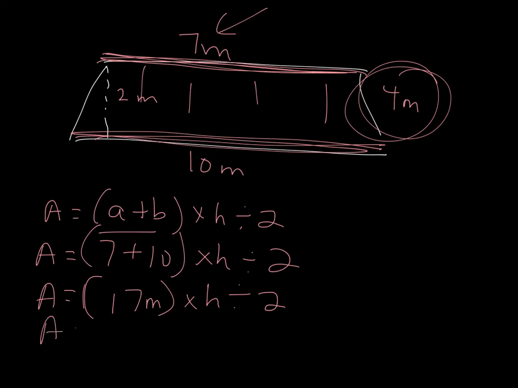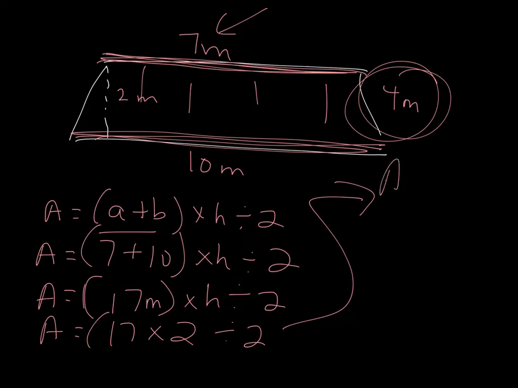All right, A equals 17 times the height, which is 2. So 17 times 2 divided by 2 basically cancel each other out, because 17 times 2 is 34, and then divided by 2, in this case, we're back to 17 meters squared.